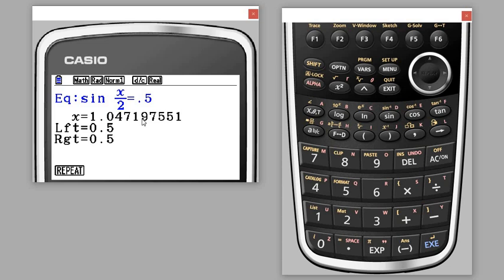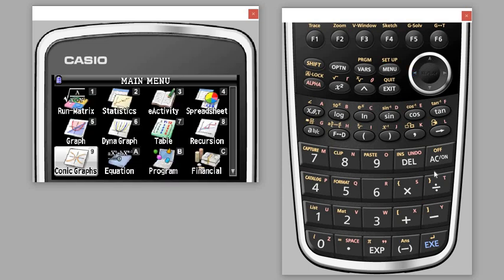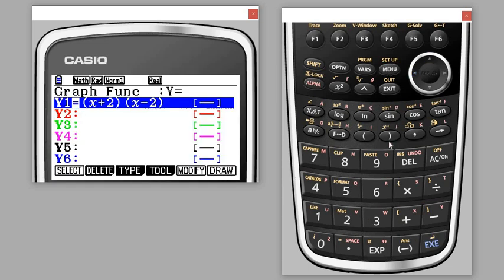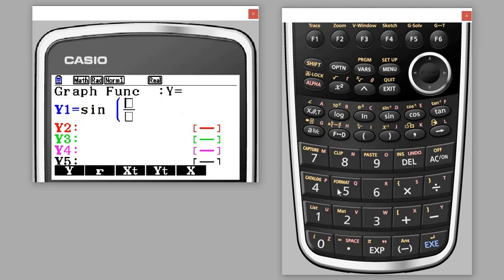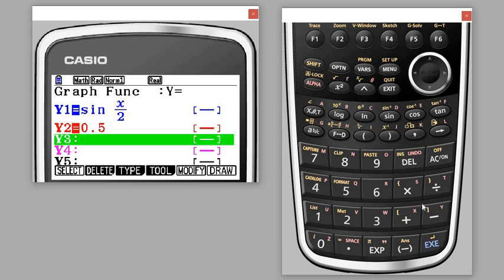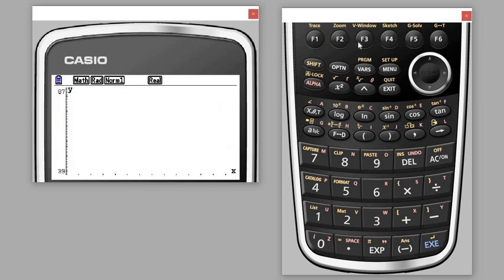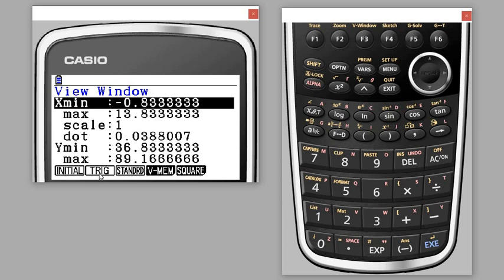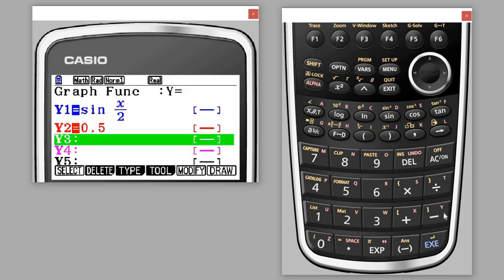Now, as we know, there are actually multiple solutions to that equation. So another way we could do it is we could go into graph, we could enter our function, so let's go sine of x on 2. Okay, we want to find out when it's equal to 0.5, so I can put in another line there. Okay, draw it. Unfortunately, that's not going to work.